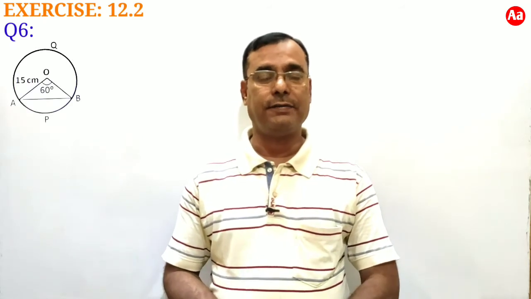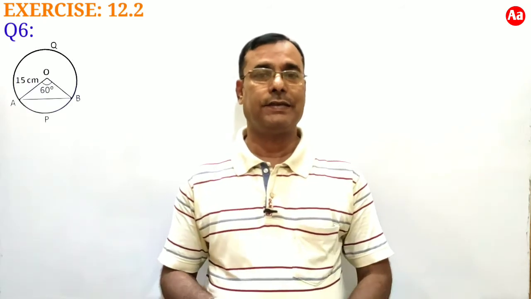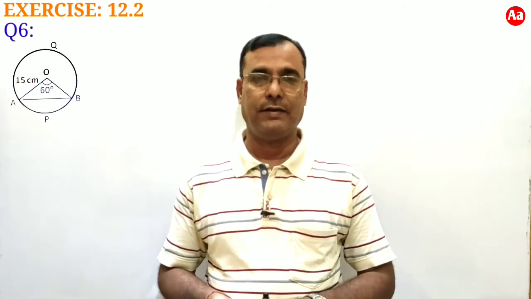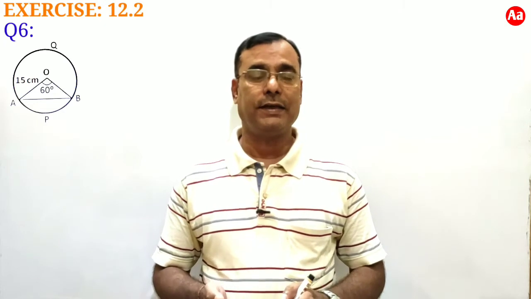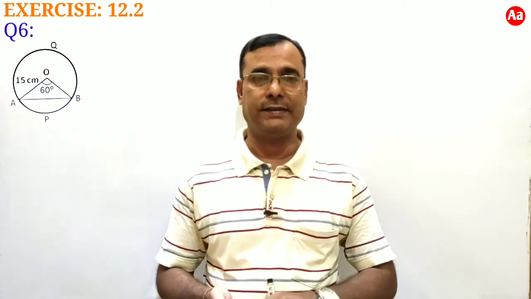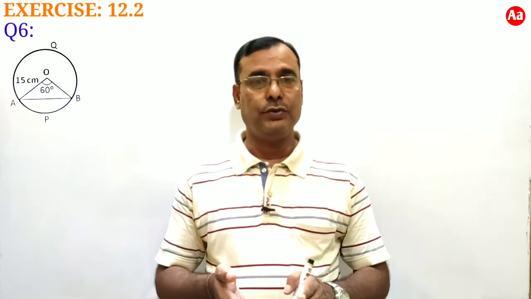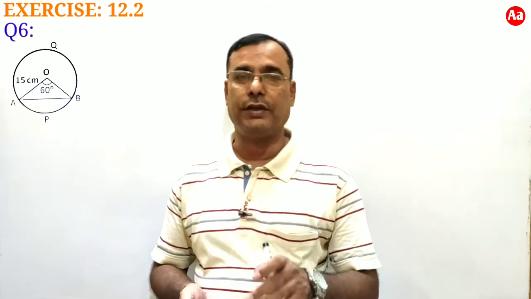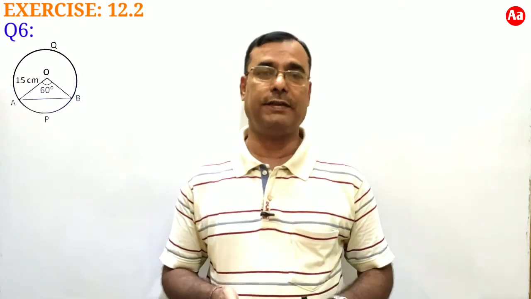Question number 6. A chord of a circle of radius 15 cm subtends an angle of 60 degree at the center. Find the areas of the corresponding minor segment and major segment of the circle. Use pi equal to 3.14 and under root 3 equal to 1.73 in this question.